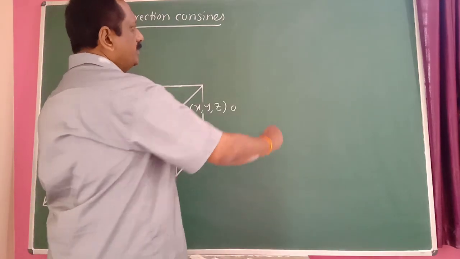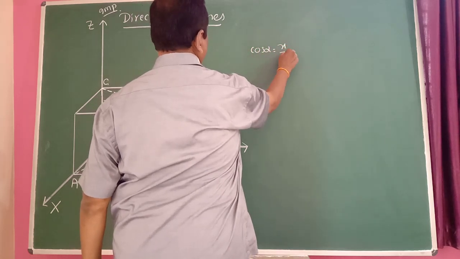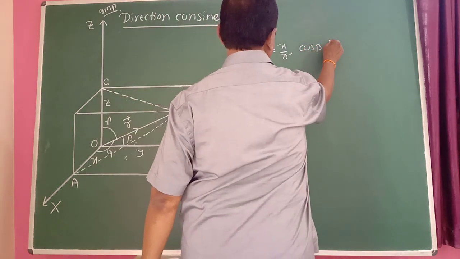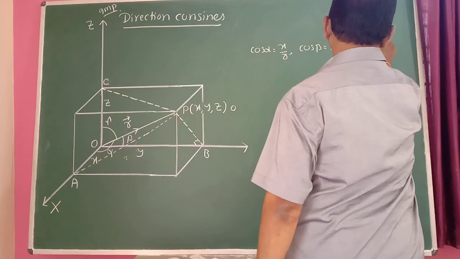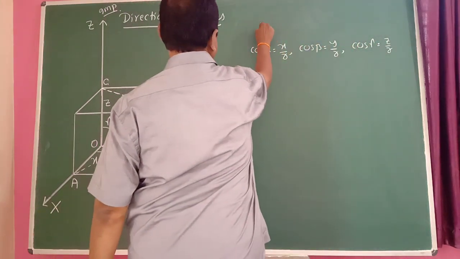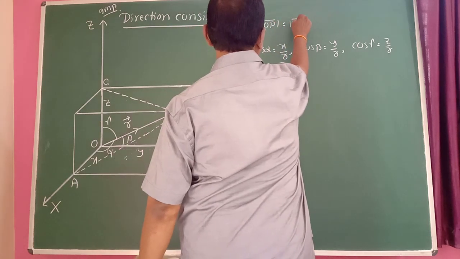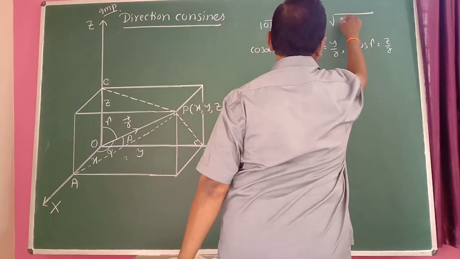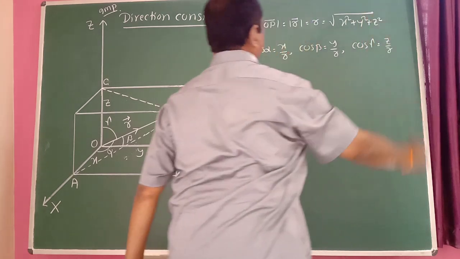Okay. Here you know that cos alpha is equal to x divided by r here, and cos beta is equal to y by r, and cos gamma is equal to z divided by r here. And also you know that modulus of p bar or modulus of r bar is also taken as r here, that is the root of x square plus y square plus z square here.